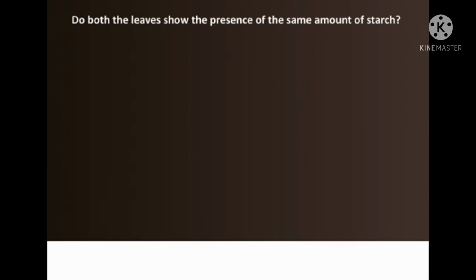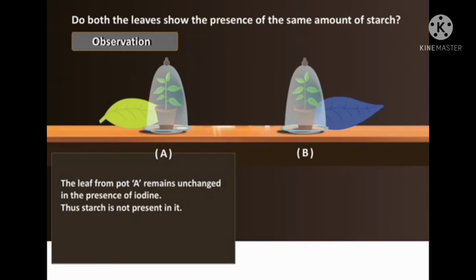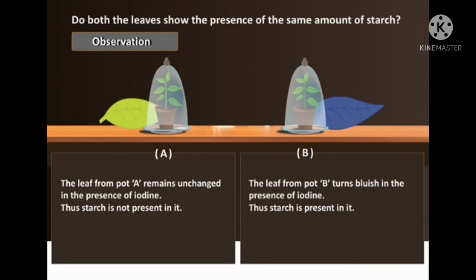Do both the leaves show the presence of the same amount of starch? So what are the observations? The leaf from pot A remains unchanged in the presence of iodine. The starch is not present in it. The leaf from pot B turns bluish in the presence of iodine. The starch is present in it.